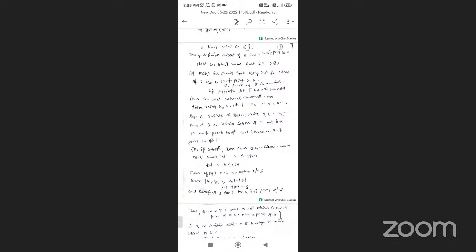So we get a limit point in K. Every infinite subset of K has a limit point in E. B implies C is completed. Now we shall prove that C implies A.